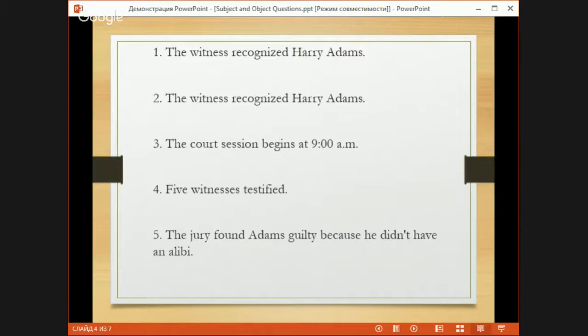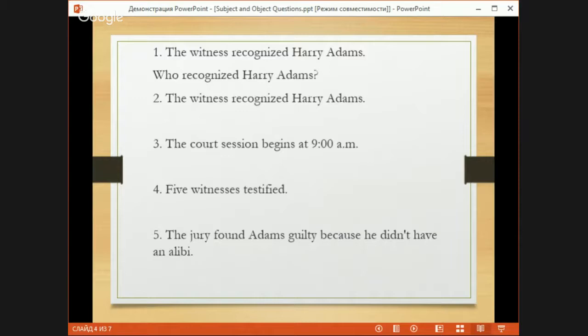Okay, we have here sentences, and in the sentences we need to ask questions. I think I forgot to highlight, or maybe it's not showing, unfortunately, but the first one you need to ask a question about the witness. So you must understand its subject or object and how to create the question. In the second, you need to ask about Harry Adams. Let's think how to do it. Who recognized Harry Adams?